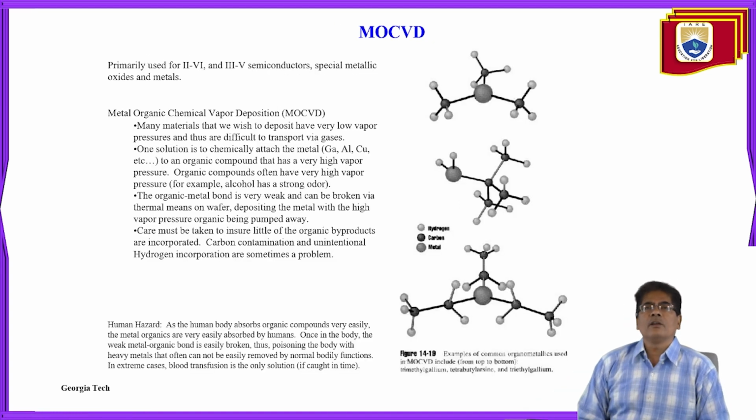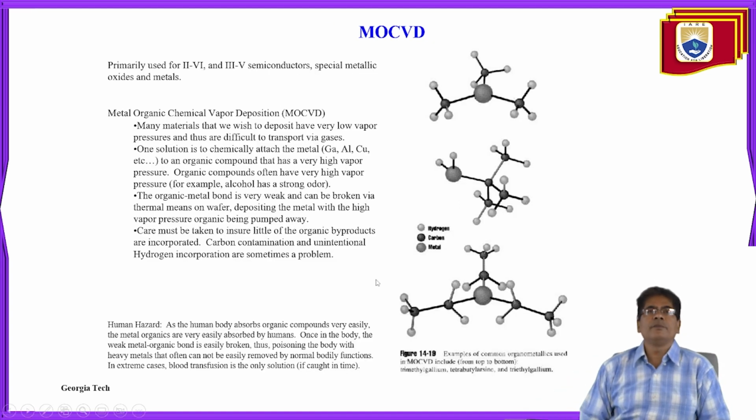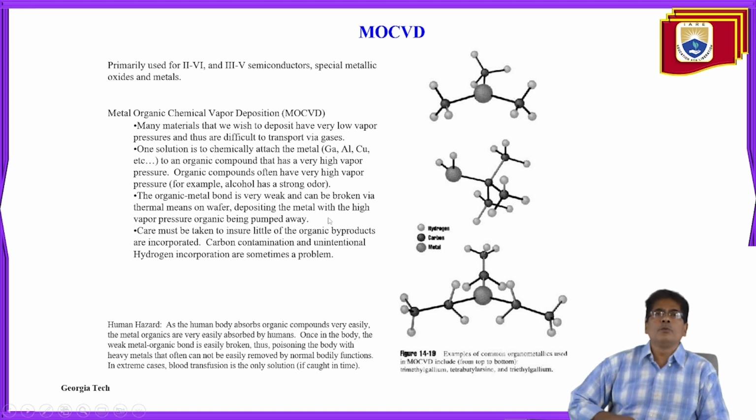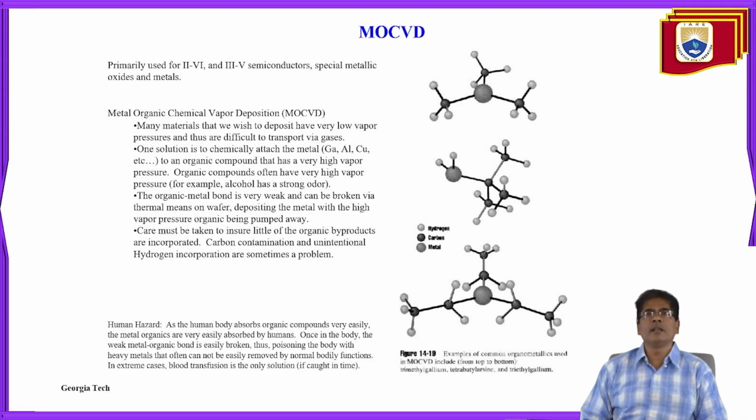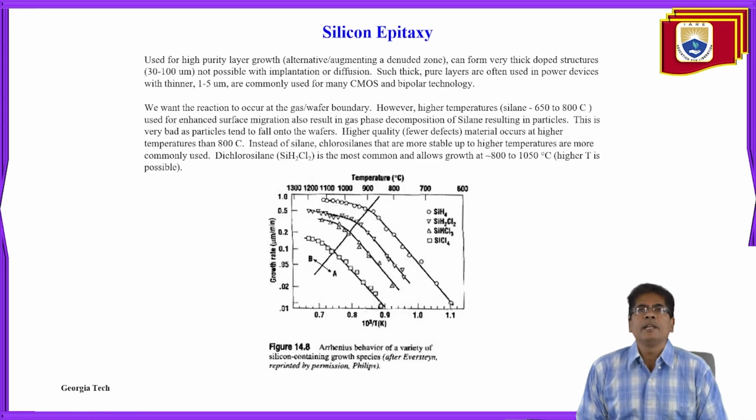In the case of metal oxide CVD, we have metal organic chemical vapor deposition, primarily used for 2-6 and 3-5 semiconductors, especially metallic oxides and metals. Used for high purity layer growth, it can form very thick doped structures of 30 to 100 micrometers, not possible with implantation or diffusion. Such thick pure layers are often used in power devices, with thinner 1 to 5 micrometer layers commonly used for CMOS and bipolar technology.